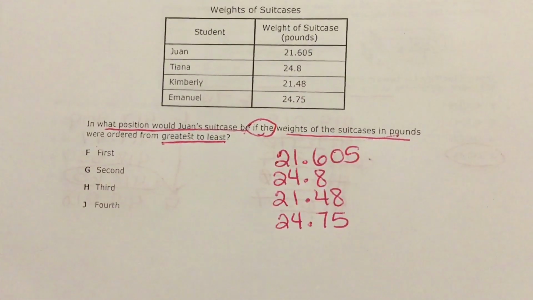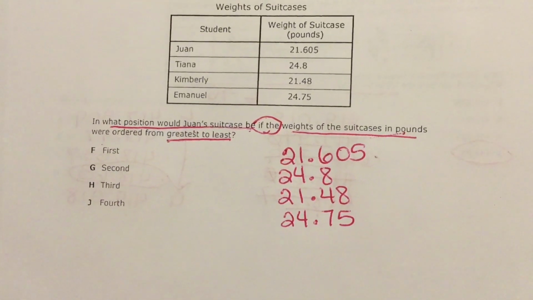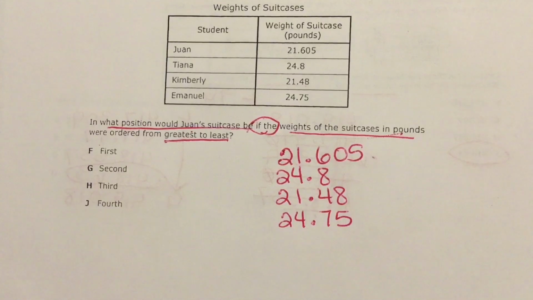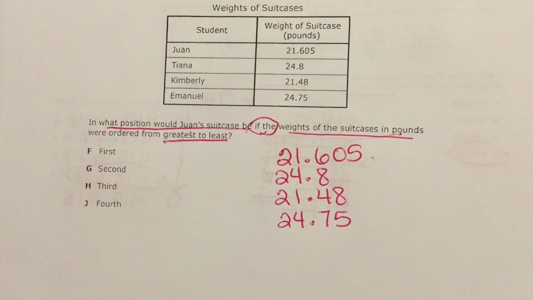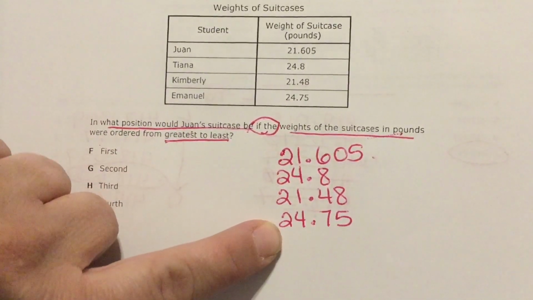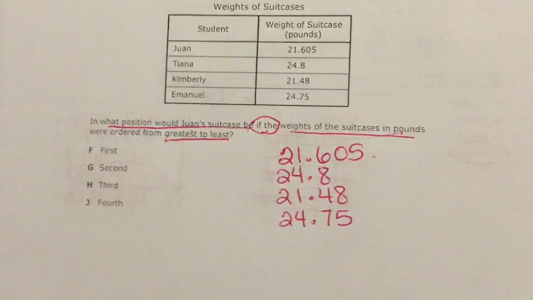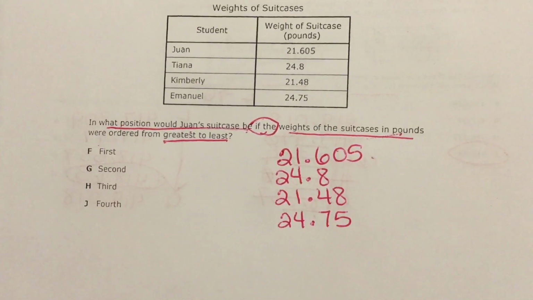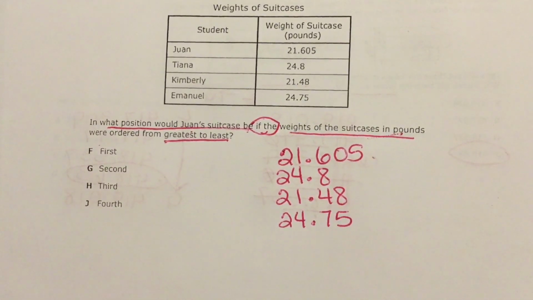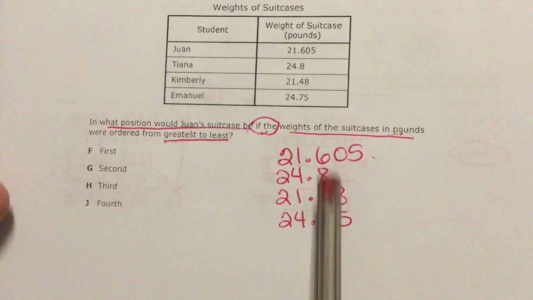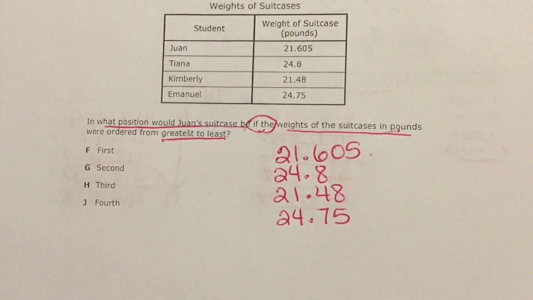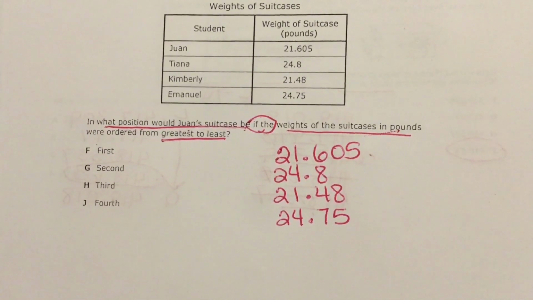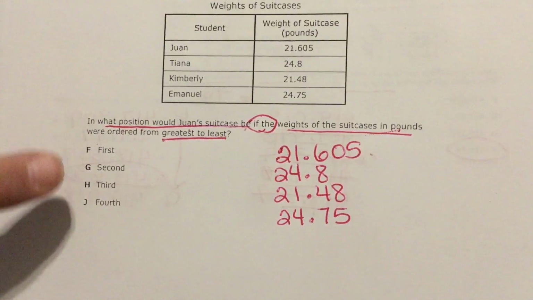Okay, so once you've lined up the decimal, now fill in the holes. Then start comparing based on the tens place. So we're looking at the whole numbers. And then you're going to look at the ones place. And you're putting them in order from greatest to least. So you're looking for the biggest first. And then make sure you rewrite the number. And then which one was Juan's suitcase? First, second, third, or fourth?